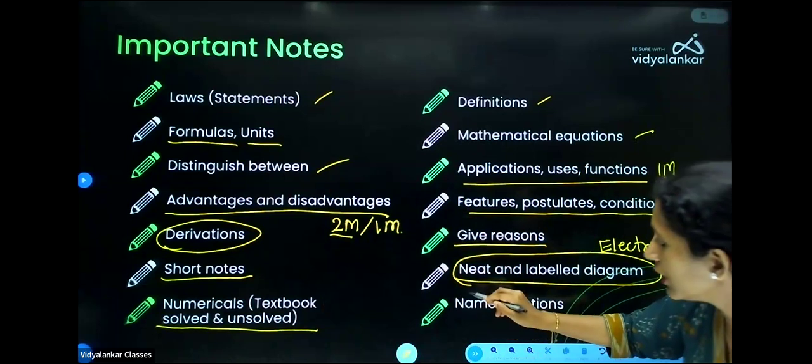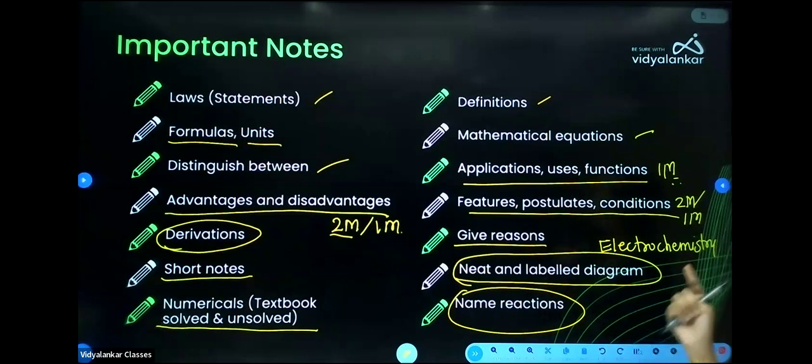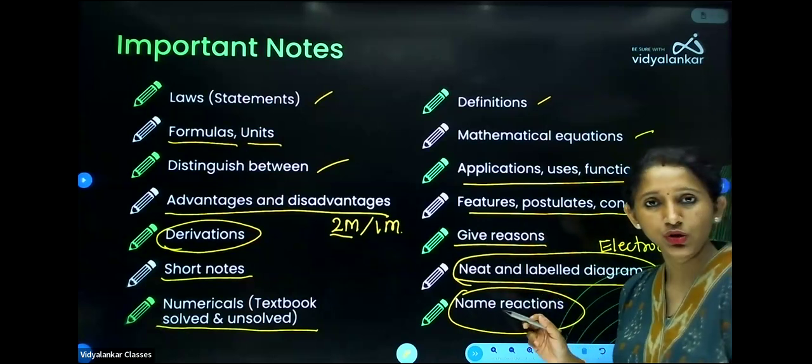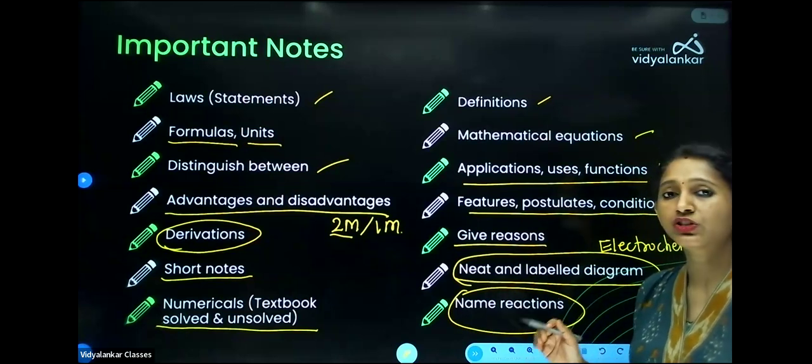After that, again, very much important: those who find chemistry very difficult, at least go with the name reactions. Do not skip any of the name reactions. Hardly 20 to 25 name reactions are there in the syllabus, so try to study all the name reactions at least. Most of the organic questions are based on name reactions only. So try to study and practice all the name reactions.